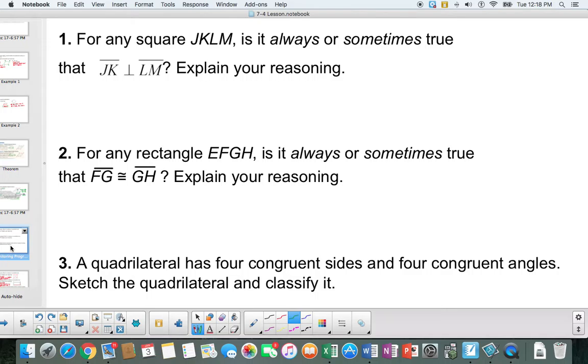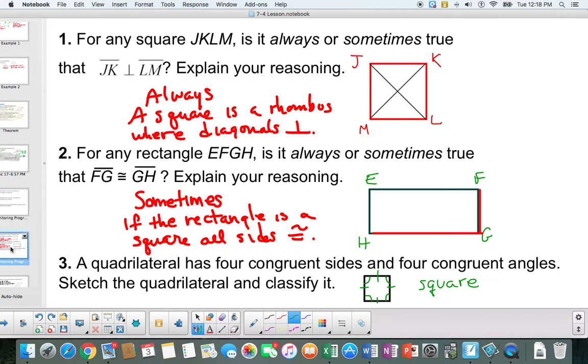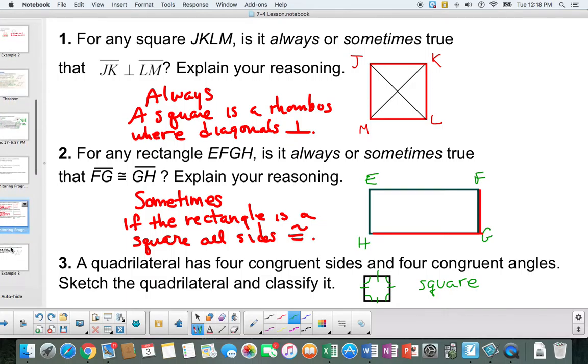Okay, your turn. And here are the answers. Take a look at what I've written. Stop the screencast if you need to look at it a little bit more.